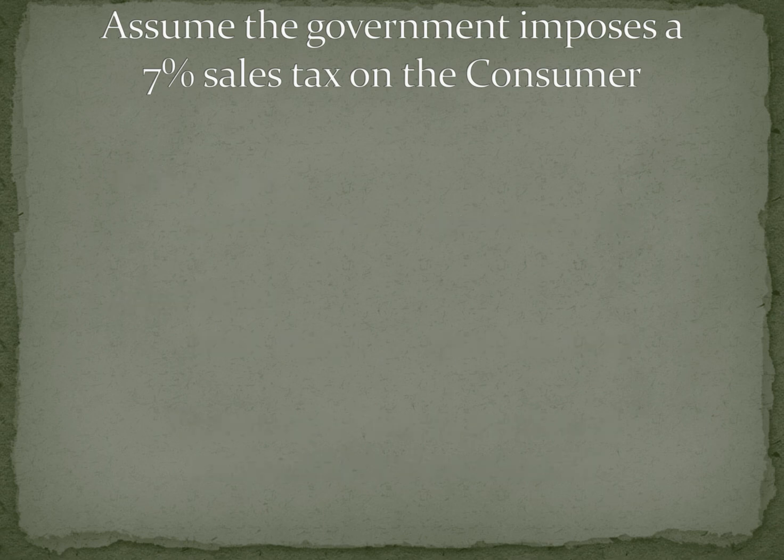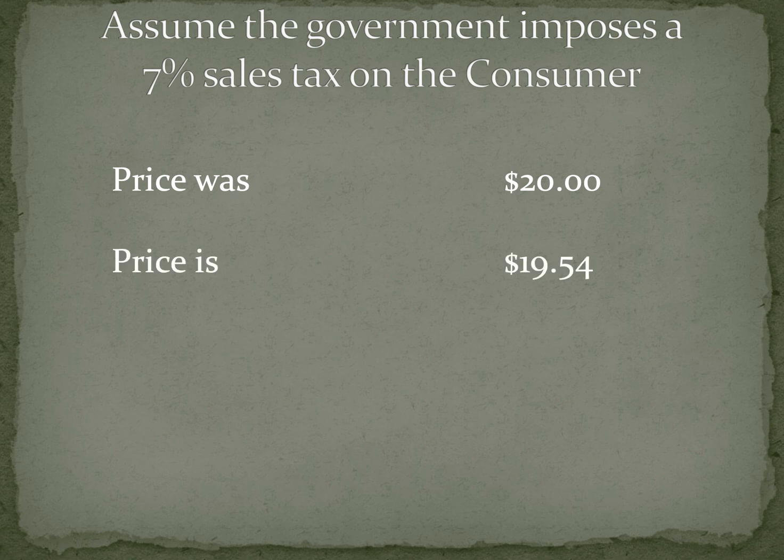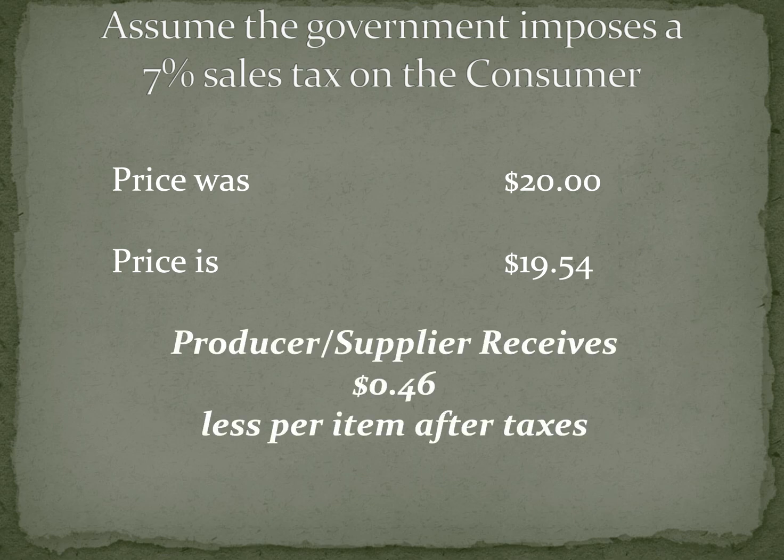Now let's consider the impact both to the producer and the consumer. The price used to be $20. Now the price is $19.54. So at the end of the day, the producer now has received 54 cents less per item sold. So although they were not taxed, they are feeling some of the burden of the taxation.